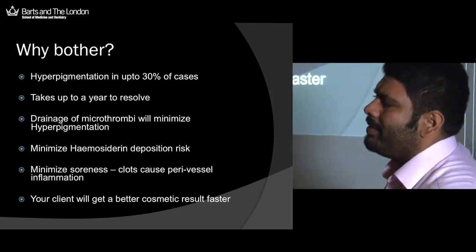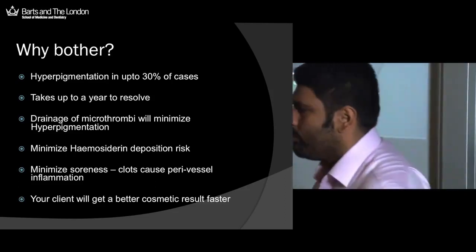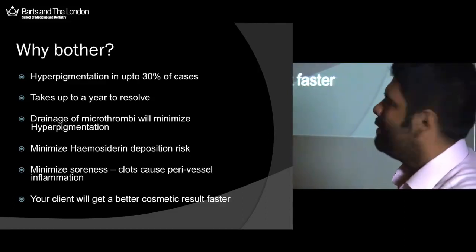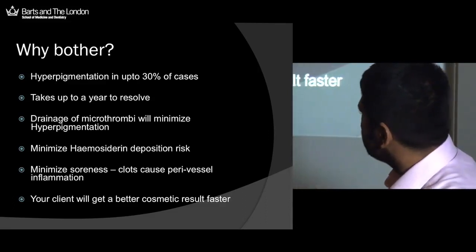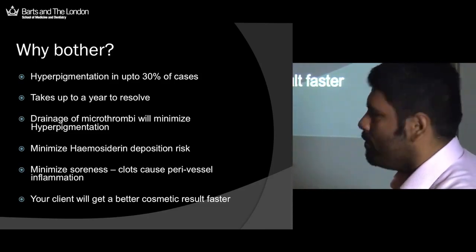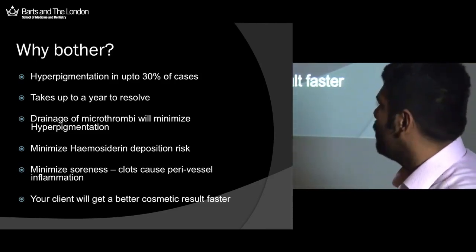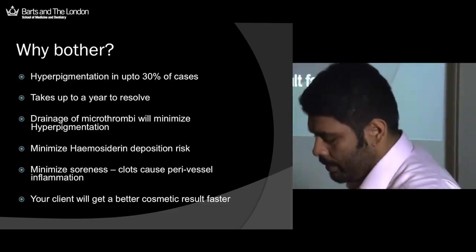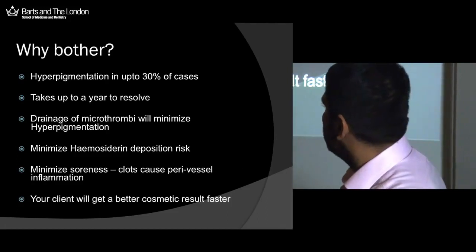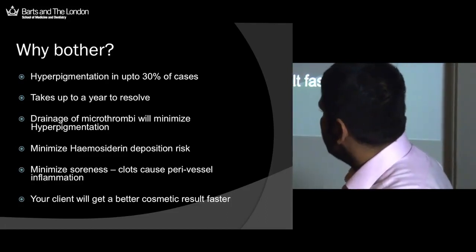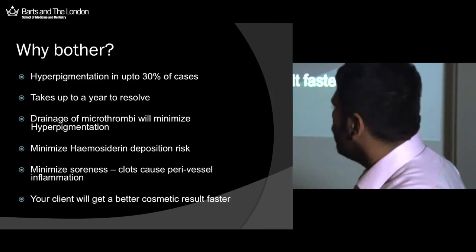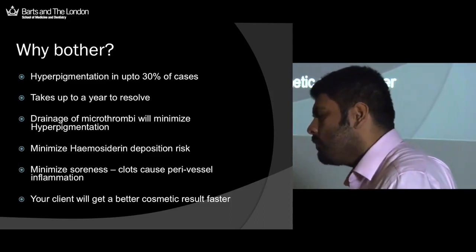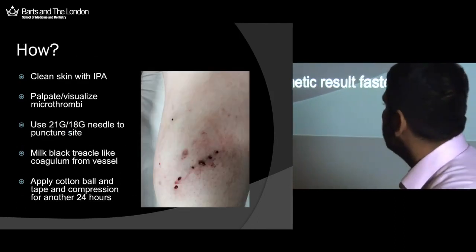Hyperpigmentation is an annoyance, because even though it will resolve in most cases, it just doesn't allow the result to be nice very quickly. So if you drain the microthrombi and reduce the inflammatory process around the treated vessel, this is going to give you a result much more free of problems like post-inflammatory hyperpigmentation. It also minimizes hemosiderin deposition risk, and it also tends to be quite sore and irritant to the vein. If you drain the clots, that resolves very quickly as well.